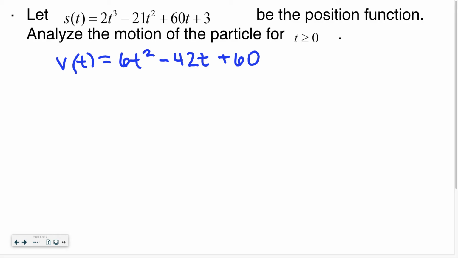Okay, if we are going to analyze if our particle is moving right versus left and where, what should we know about our velocity? Oh, yeah, we needed zeros, don't we? Okay, we need to know where the particle is stopped so we can determine where it's switching directions. So we need to set this velocity equal to 0. Okay, I'm going to think ahead here. We have a trinomial, but it looks like there's a GCF of 6, so let's factor it out. So we have t squared minus 7t plus 10.